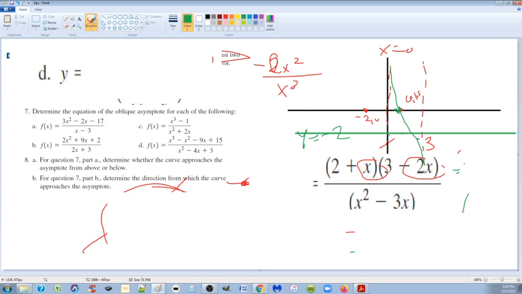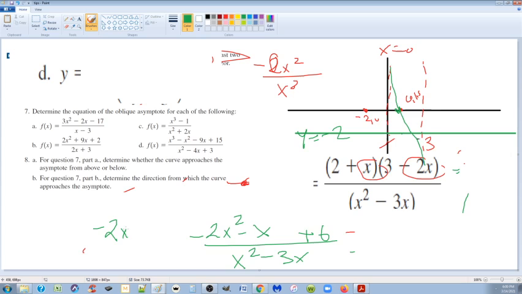Let's go back to the expanded form. You get minus 2x squared, you get a plus 6 at the end, and you get minus x in the middle. And down below, we're just going to leave it like this, okay? There's no need to divide it out, but we will divide it out just to see what it's going to do. So we get minus 2x squared, and we're just left with a bunch of junk over x squared. And when these become negative, they become the same, and it's going to approach minus 2. The question is, does it approach it from the positive or the negative side?